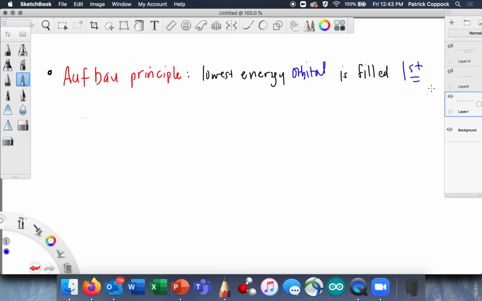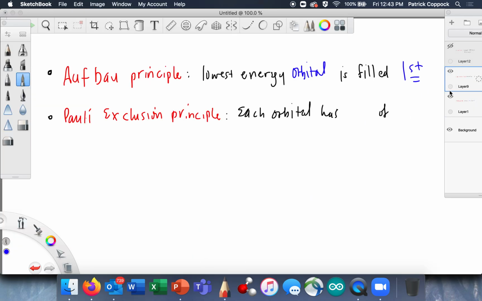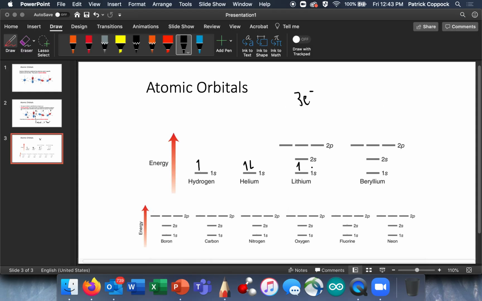Okay, let's go back over here now. The second principle is the Pauli exclusion principle, and that is that each orbital has a maximum of 2 electrons. That's the Pauli exclusion principle. There's more to it, right? But this is what we really need to know. Each orbital has a maximum of 2 electrons. And so if we go back over here, lithium has 2 electrons there, and then the lowest one gets filled first. That's the Aufbau principle, so it looks like we're going to go there for lithium, right?